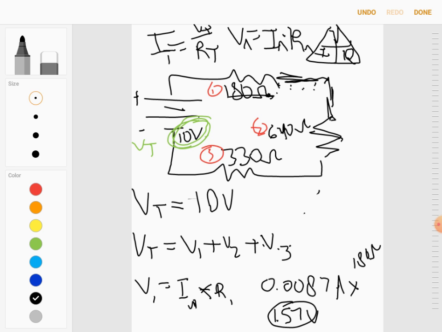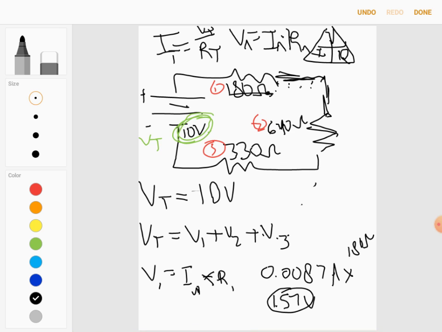Then V2. Not a lot of space to write on here. So once again, it's going to be I2 times R2. And I2 is 0.0087 times the second resistor, which is 640 ohms. And I'm sorry this is so messy. This terrible app, really. And that is approximately 5.57.